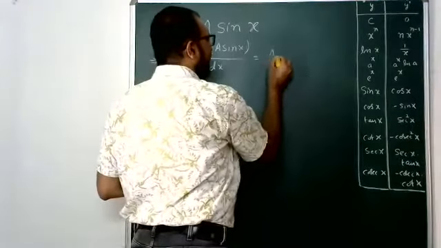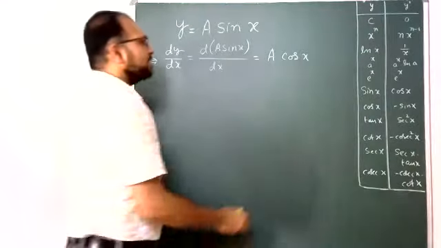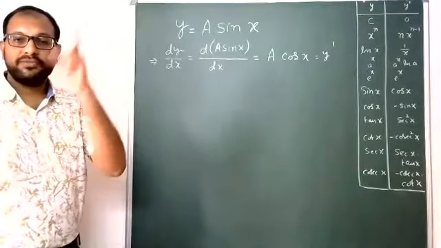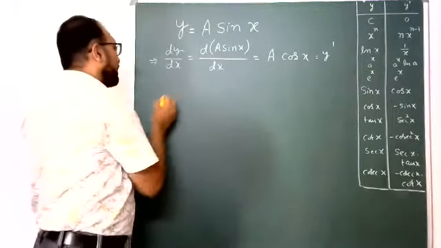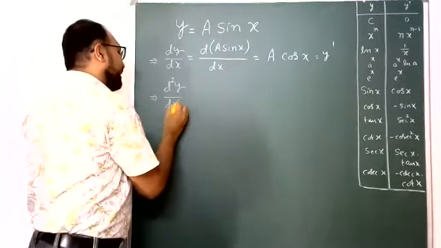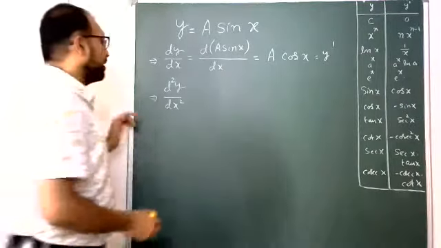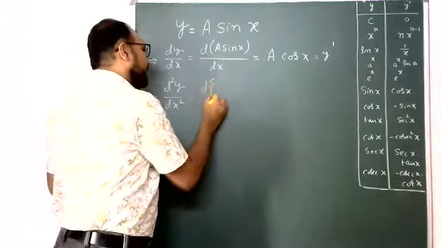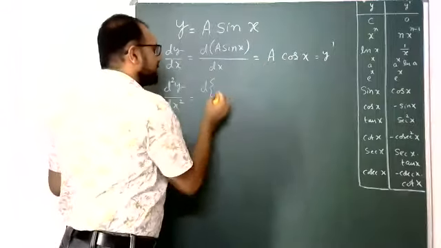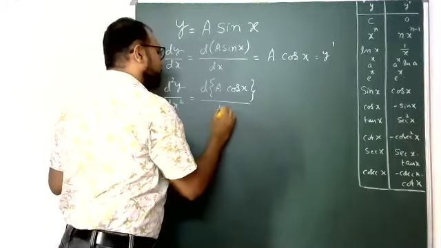So the answer is a cos x. This is the first derivative. Now one more time here. d square y by dx square is the representation of the second derivative of y with respect to x. This is the derivative of what now? dy by dx. What is dy by dx? a cos x. So a cos x with respect to x.